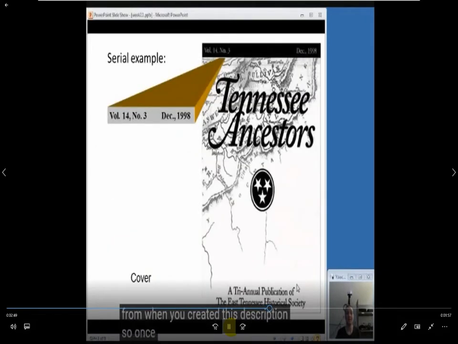So once you've determined which issue you're working from and figured out how to reflect that in the catalog record, you also need to decide where on a particular item are you going to get the title and other information from. These next few slides show you that the title and enumeration and other information can vary depending on where you look on the item. For example, this is the cover of the item.